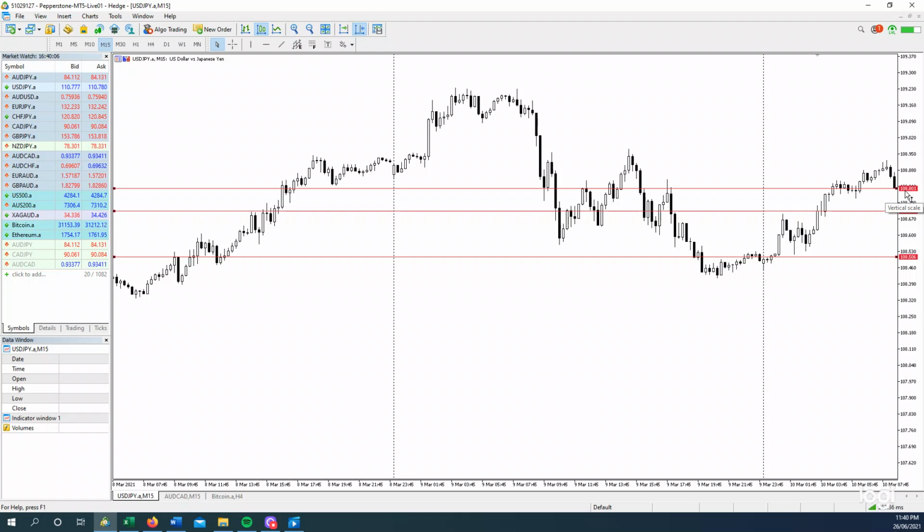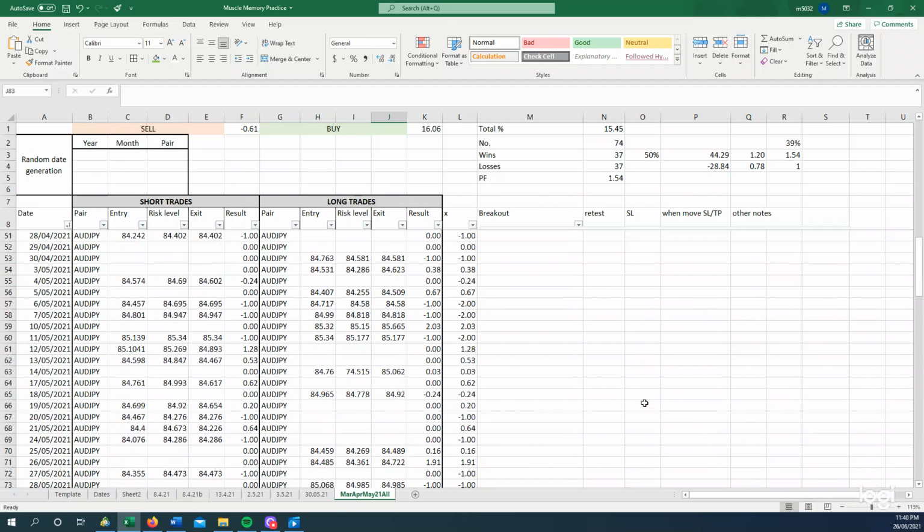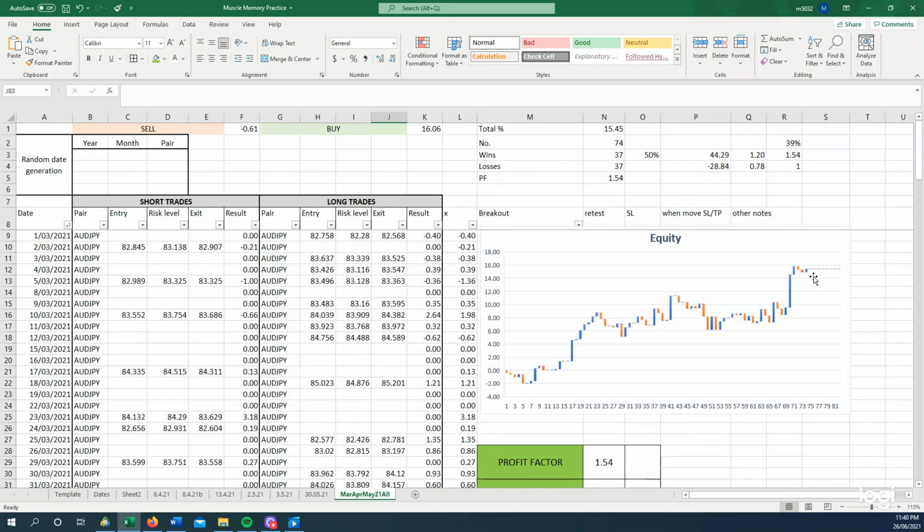So our exit level is 108,801. So we put that back in there, 108,801. Yep, 0.49% profit. And then we go back to the equity curve, and there's my little 0.49% profit there, right there at the end.